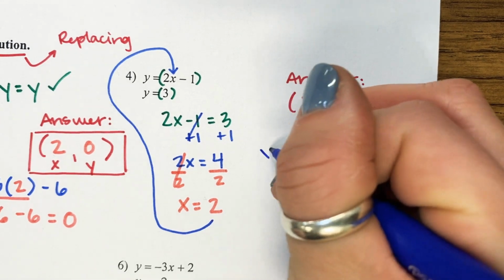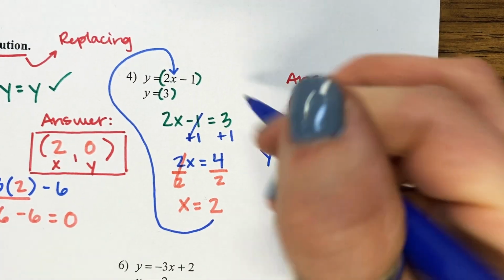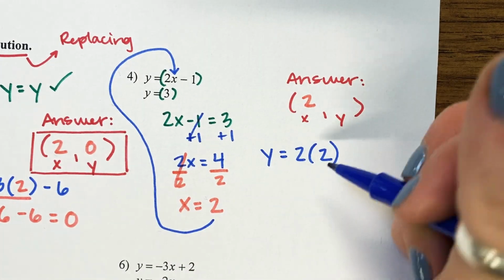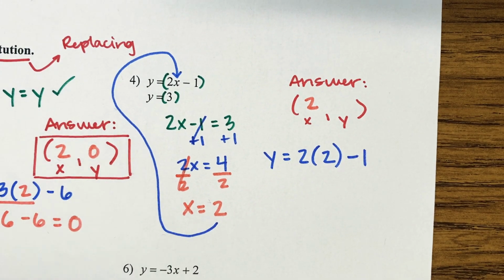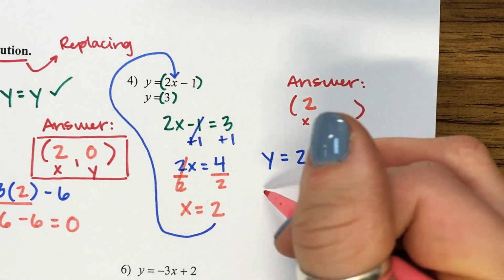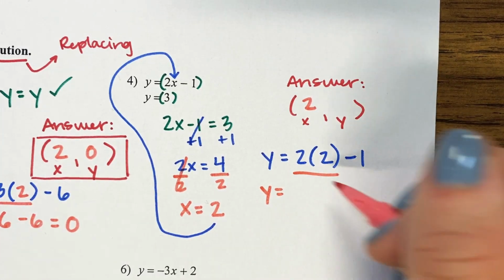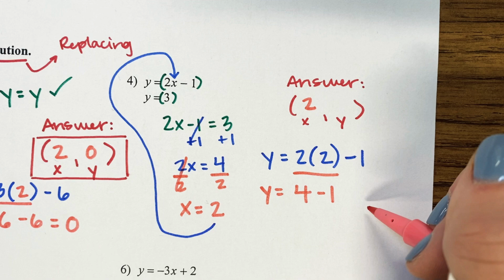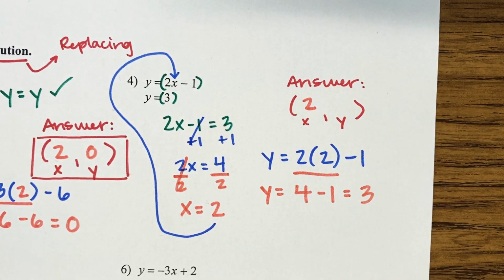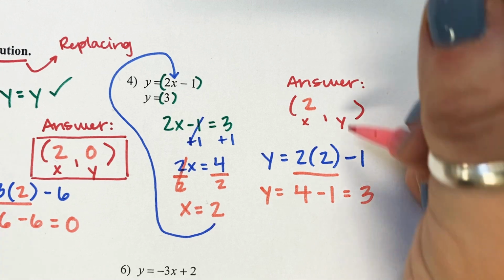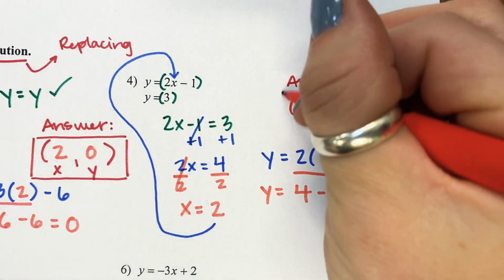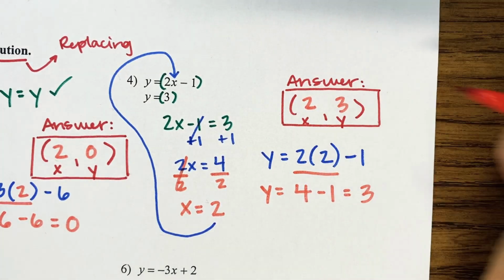Okay, so now I have y equals 2, that was already there, times 2, right? We substituted that 2 in for the x, minus 1. Okay, so now we can go ahead and just solve it. So y equals, on this side, what's 2 times 2? 4. And what's 4 minus 1? We get 3. Okay, so we found our y. Our y was 3. So our final answer is (2, 3) in parentheses.